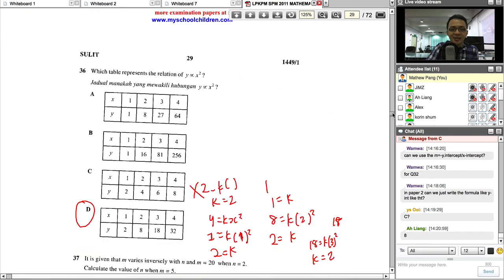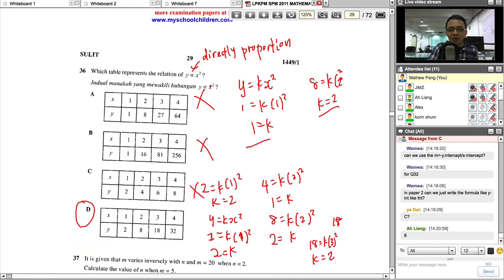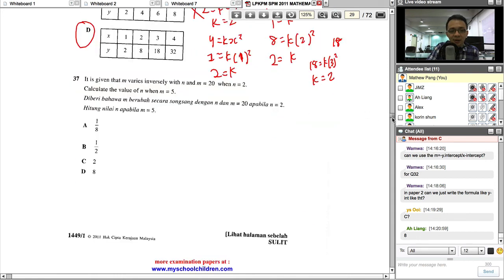First, you must understand this is directly proportional, so you must be able to write out this one first. If you're not able to write out this one, you see this question like whole years, you also do not know how to do. This is variation from chapter 5. Okay, the second one, I think it's variation also.